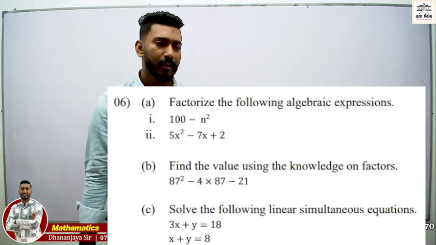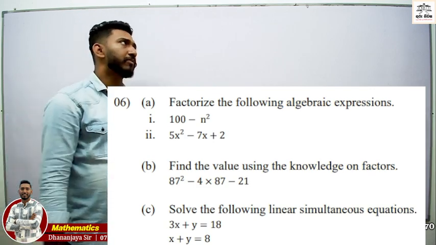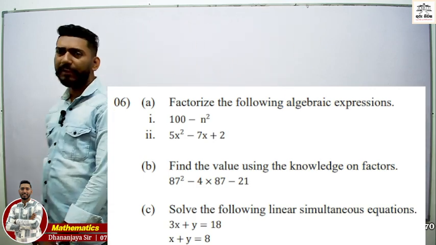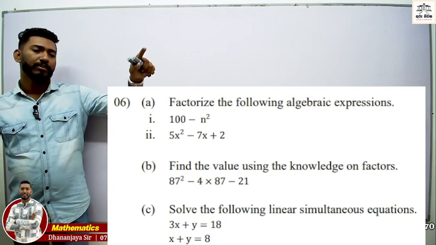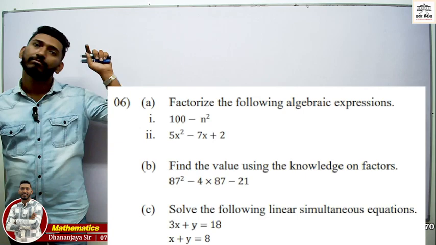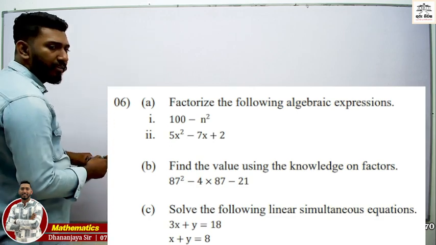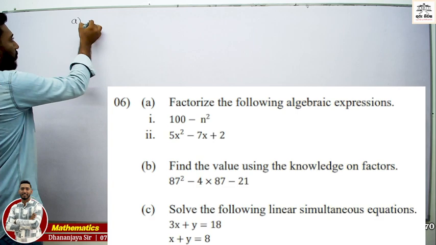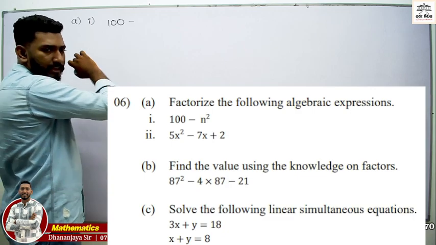Right. This was very important. Factors lesson. Today, son, after taking factors, there are three types of factors. Today we are covering trinomial quadratic expressions, difference between two squares, as well as common factors. Now look at this first one, part A1: 100 minus n square.